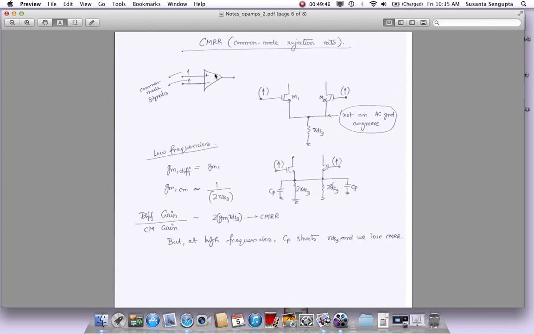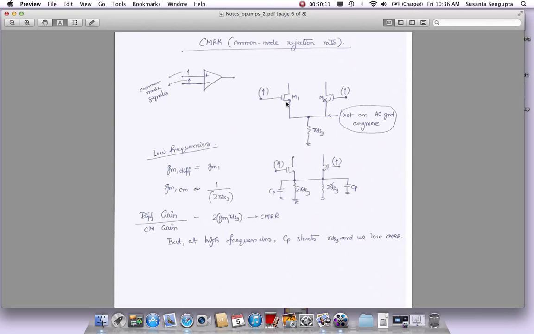Any differential operational amplifier is designed to actually reject common mode signals. It should be sensitive to a differential signal. It should have zero sensitivity to common mode signal. It should completely reject it. In this case, let's see what the common mode rejection is here, and from where we arrive at the common mode rejection ratio. But let's look at this input stage only.